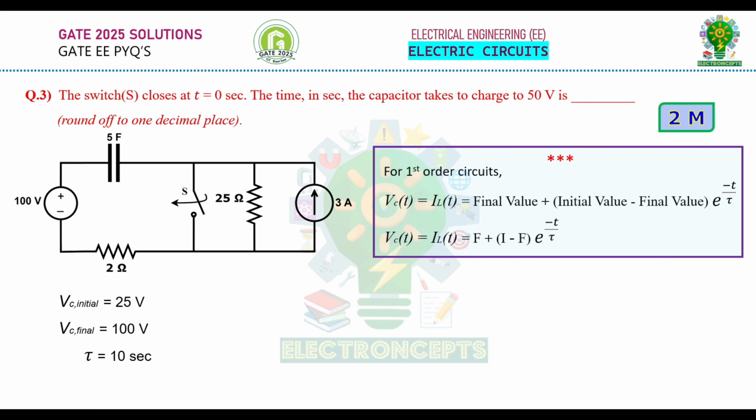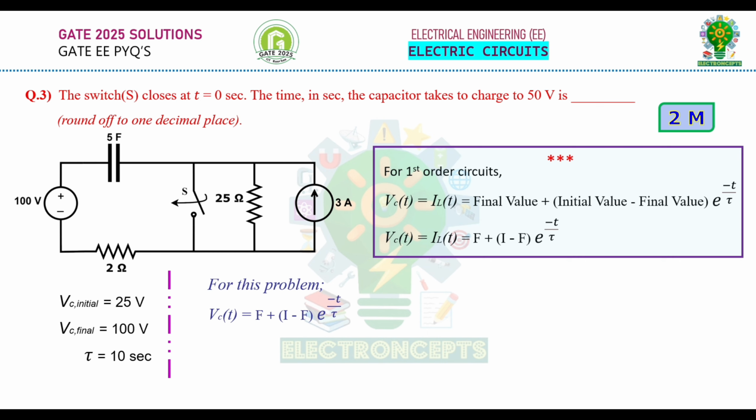Let us recall the transients formula which is used for first order circuits. For first order circuits, the voltage across a capacitor or current through an inductor is equal to final value plus initial minus final value multiplied with e power minus t by tau. This is the standard formula. For this problem, we need to calculate the voltage across the capacitor. Therefore, Vc of t is equal to final value plus initial minus final value multiplied with e power minus t by tau. In the question, it is asked to calculate the time that the capacitor takes to charge to 50 volts.